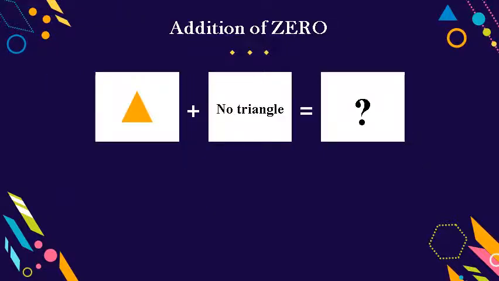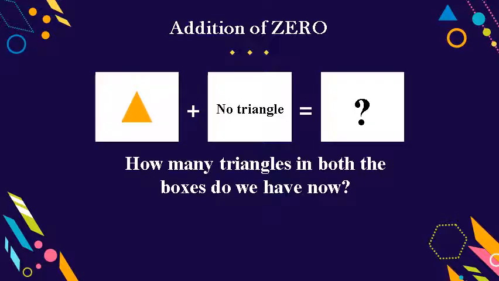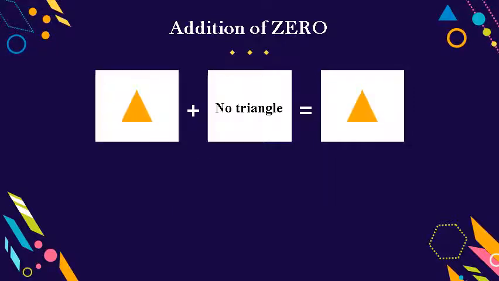Here I am using different objects to explain the concept. Students, you can see there is one triangle in the first box and no triangle in the other box. How many triangles in both the boxes do we have now? We have one triangle in all. So we have 1 plus 0 equals 1.